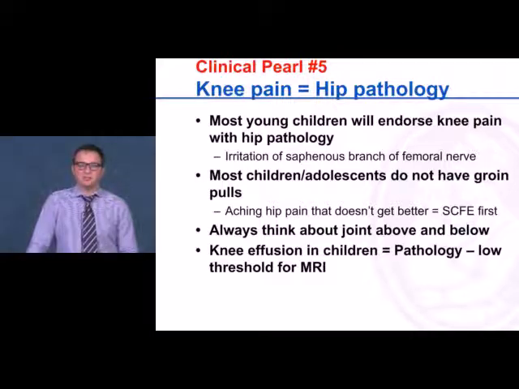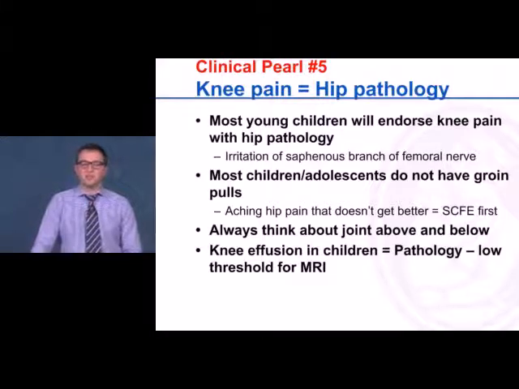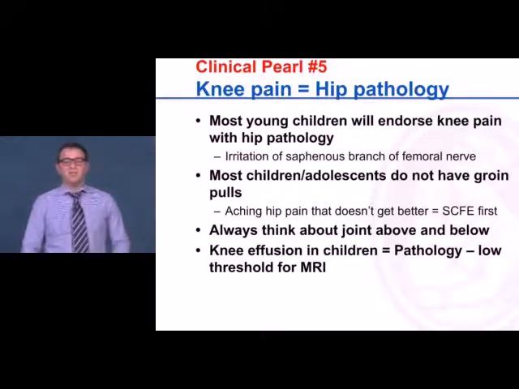So most young children endorse knee pain when they have hip pathology, and the reason for that is because the saphenous branch of the femoral nerve runs down the anterior part of the hip and the medial aspect of the leg. And so they'll have pain because of swelling over their joint, which is irritating the saphenous nerve. Children and adolescents rarely get groin pulls.